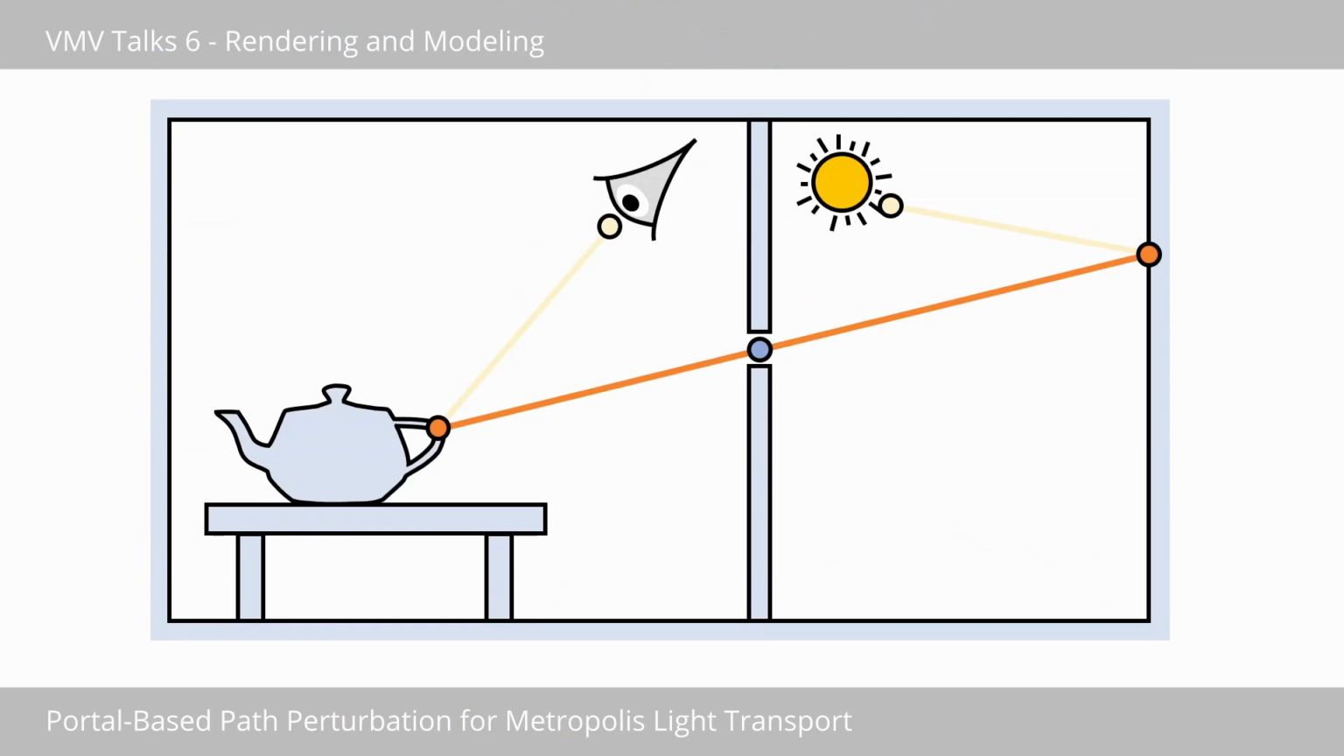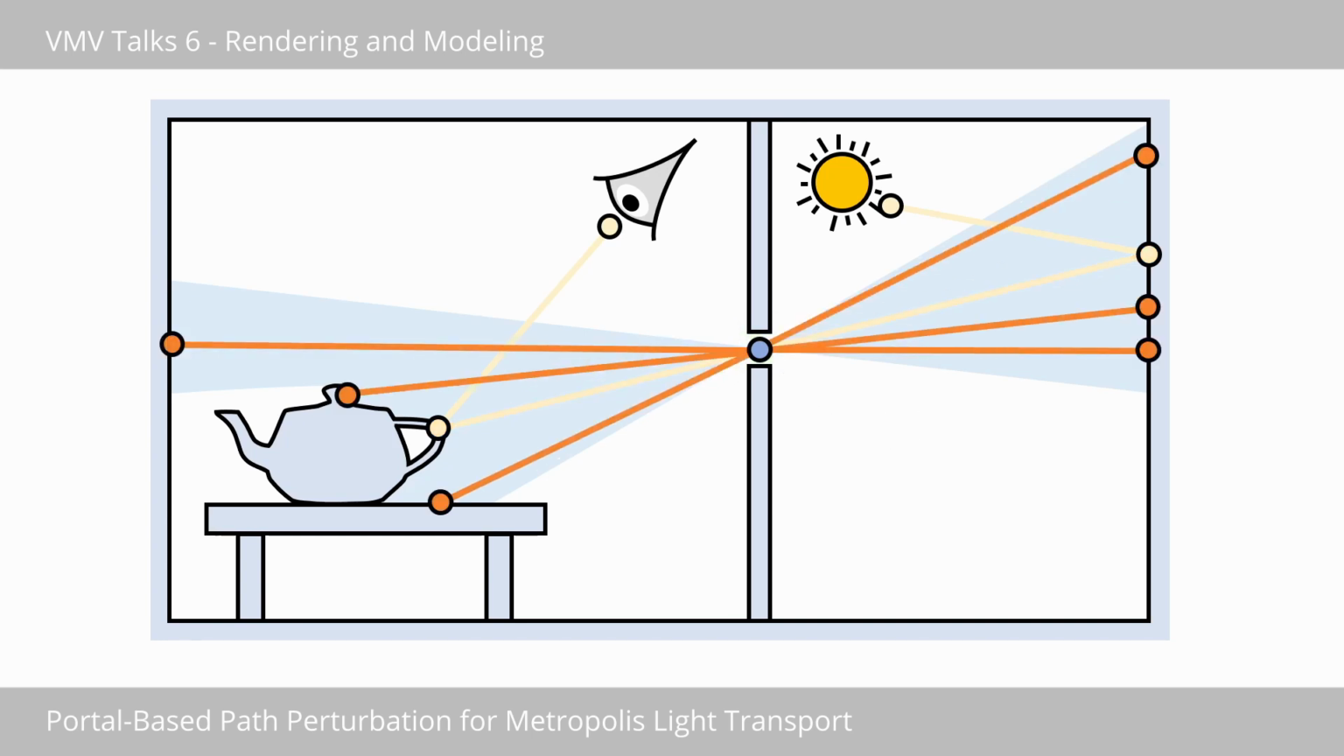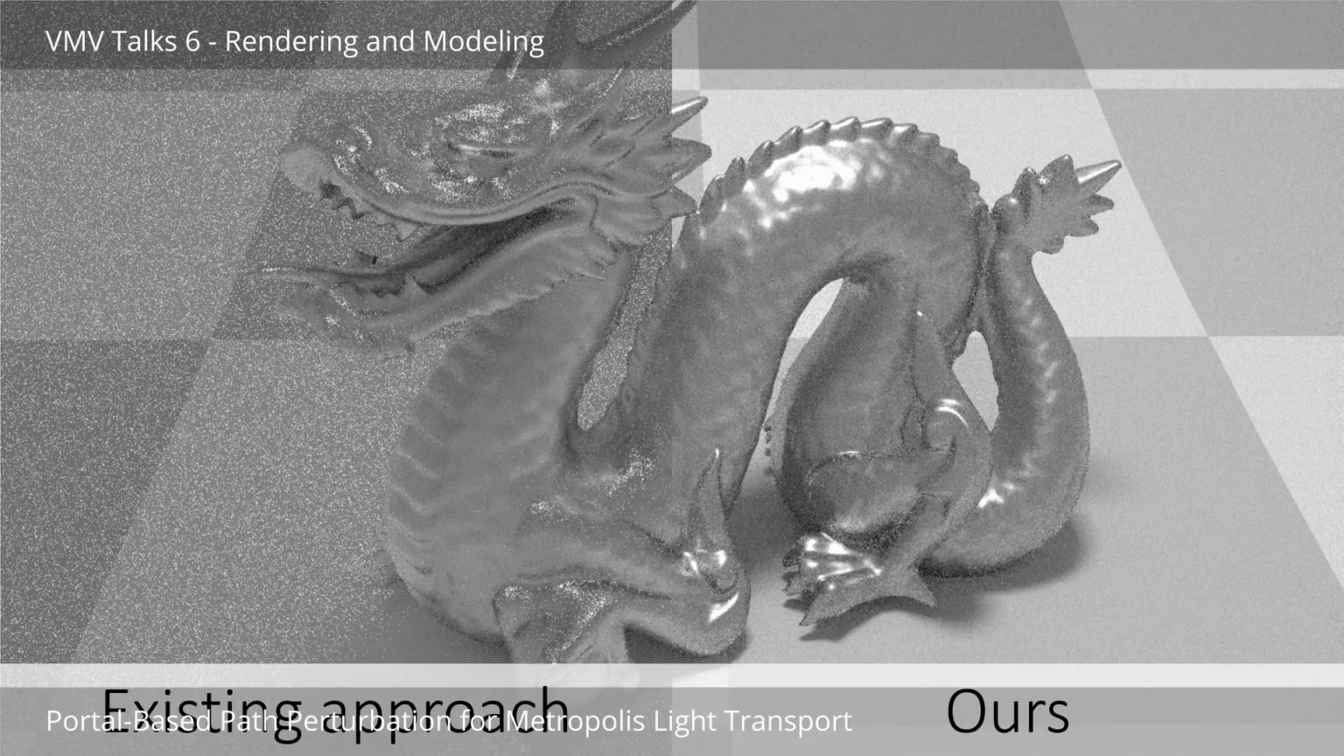Our approach resolves this problem by allowing the edge perturbation to rotate around a point in the middle of the edge, taken from the user-defined portal. Since the proposed path is less likely to be occluded by the geometry, the exploration of the path is drastically improved.